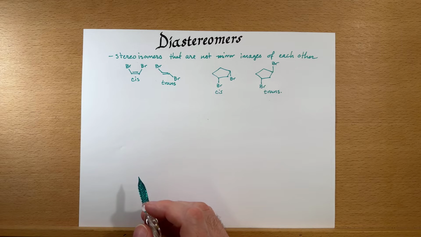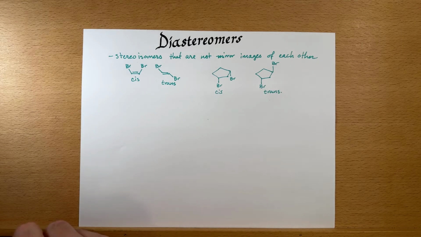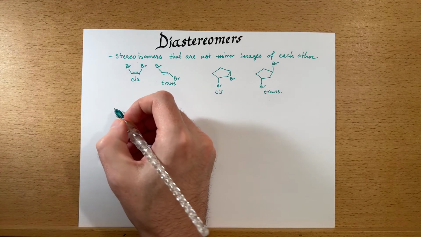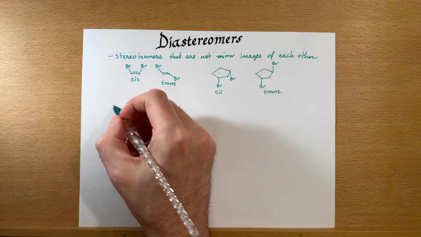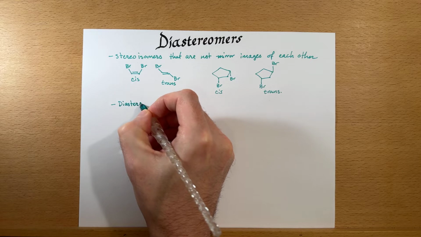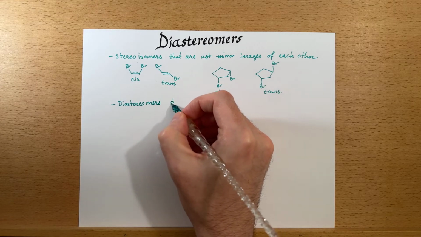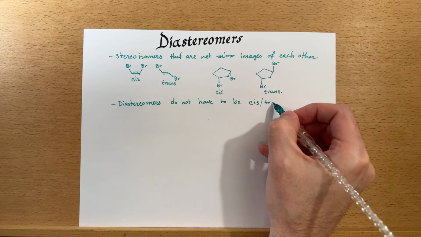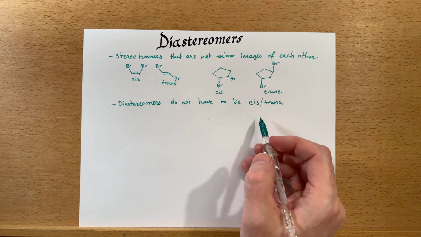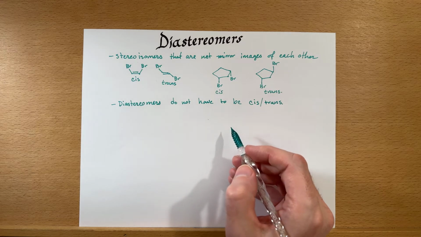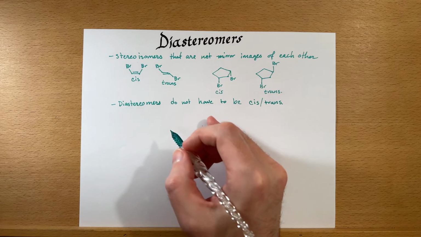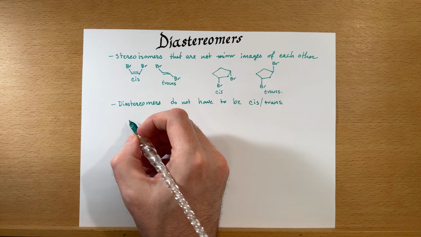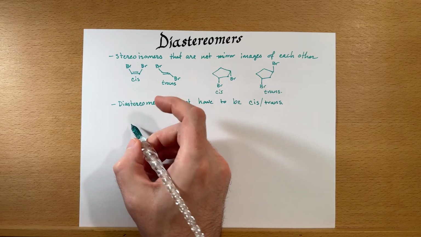Now, you may get the impression that diastereomers are cis and trans isomers of each other. And if that were the case, we would just call them cis and trans and not invent another name. There are other diastereomers that are not cis and trans. Now, they're often cis and trans isomers, and that's a good example of them, but they don't have to be. So let's look at an example where they are not cis and trans isomers, but still diastereomers.